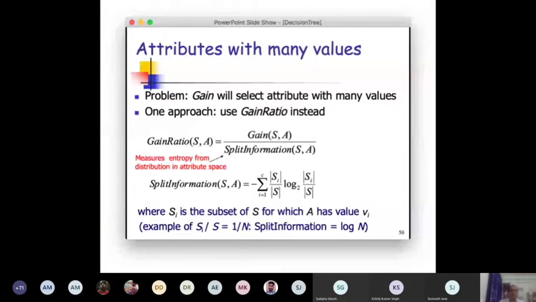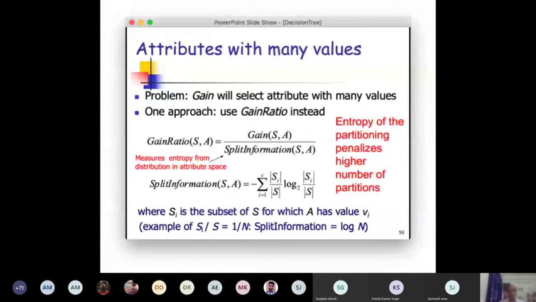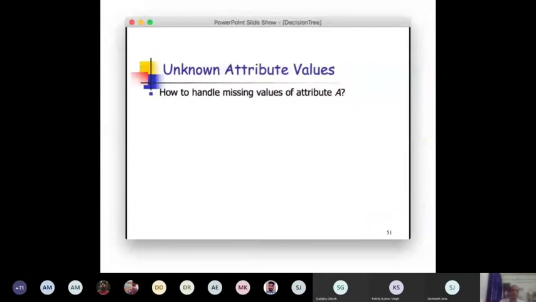And as I mentioned, essentially split information measures the entropy from distribution in attribute space. And this is what is penalizing higher number of partitions. And in this way, you try to normalize, you try to remove the bias due to the diversity in the attribute space, higher diversity in the attribute space.